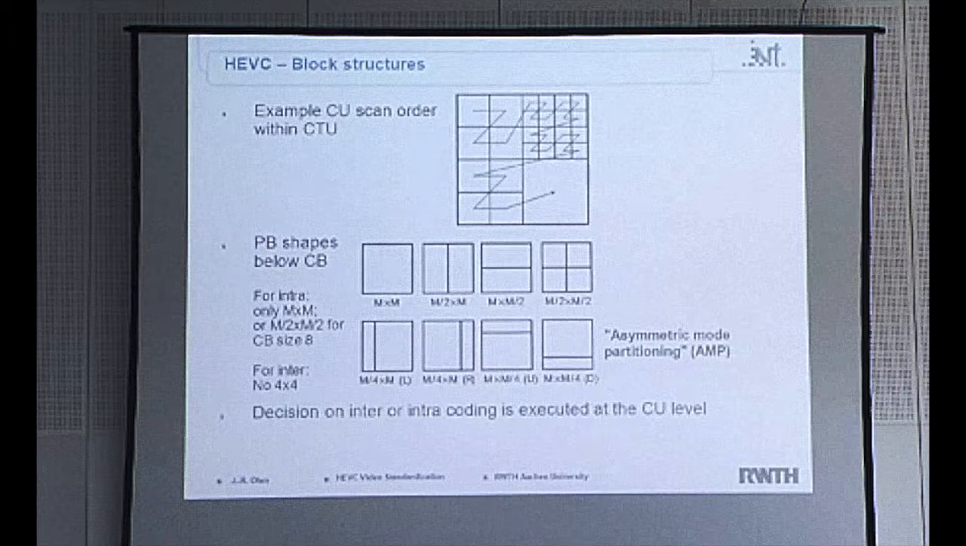The lower row here is what we call asymmetric mode partitioning. Let's say if the coding block is size 16 by 16, we could have a subpartition into 12 by 16 and 4 by 16. Have two different motion vectors for it. That really gives something.